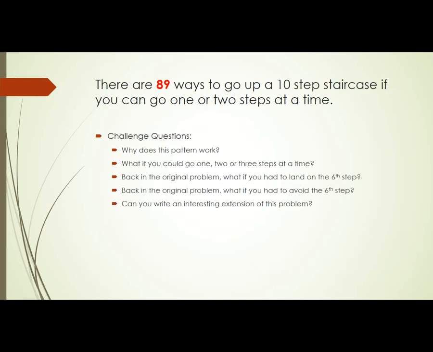And now we know how to answer the question. There are 89 ways to go up a 10-step staircase, if you can go 1 or 2 steps at a time. So that would be very annoying to try to write out a whole systematic list, but by starting small we were able to do it.